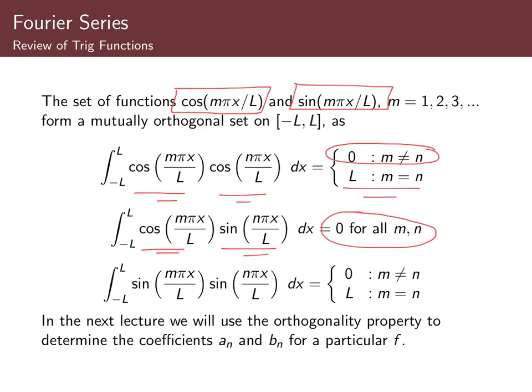The same thing holds for sines. If you multiply two sine functions together and they have different indices, m and n, that inner product is going to be 0. Otherwise, it's going to be L. Okay, so in the next lecture, we're going to use this orthogonality property to determine the coefficients a_n and b_n for a particular f. Okay, thank you.